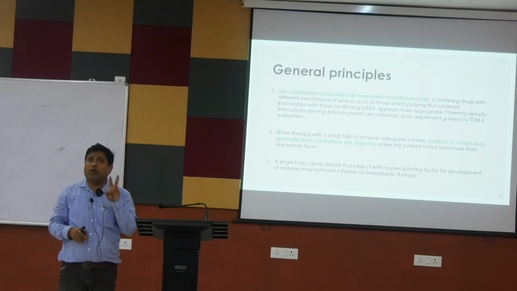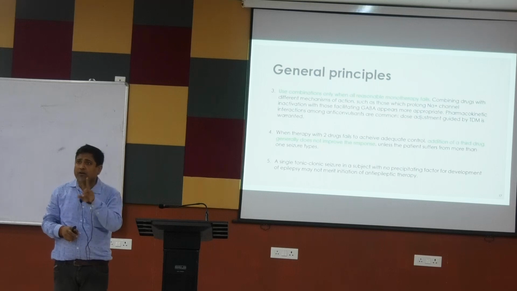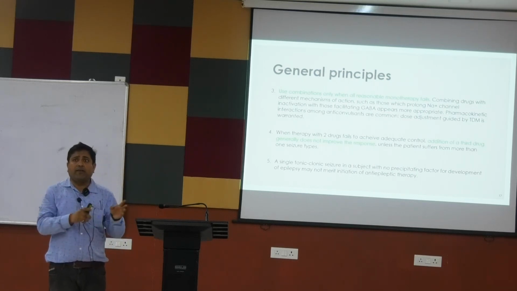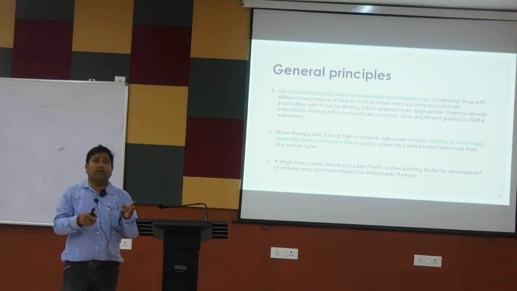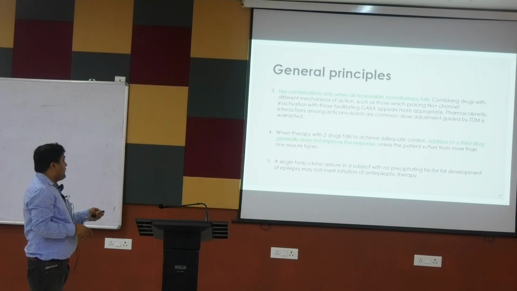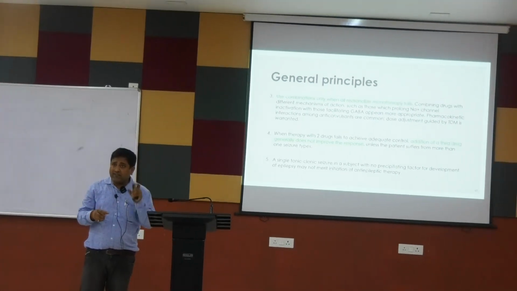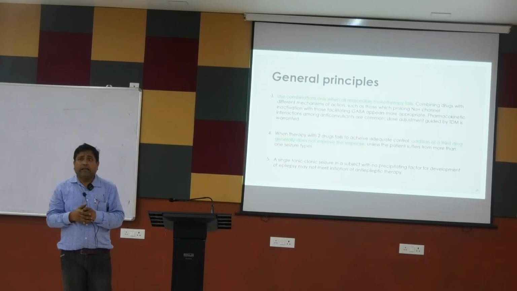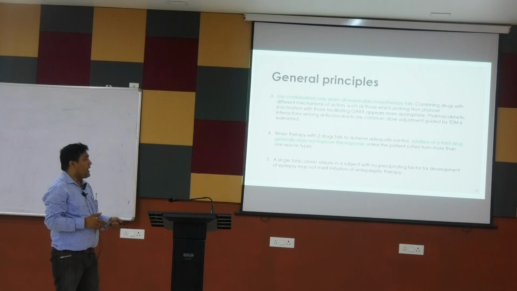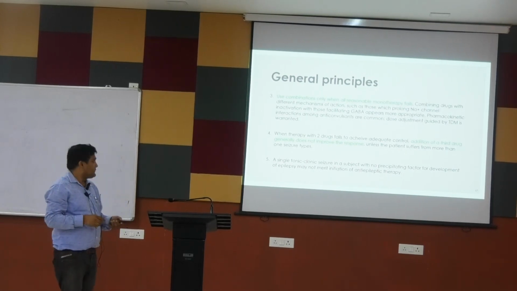Combination therapy is used when monotherapy fails, okay? And the two drugs should be combined with different mechanisms of action, like one acting on the sodium channel and one acting on GABA or glutamate. When therapy with two drugs fails to achieve adequate control of seizure, addition of a third drug will not help much, unless the patient is suffering from more than one type of seizure.